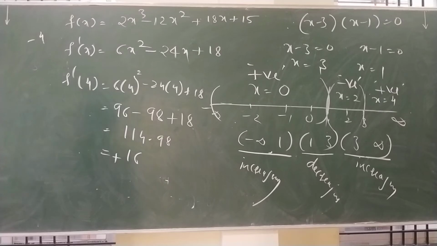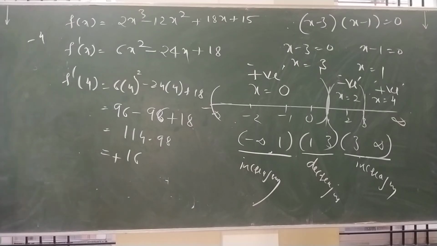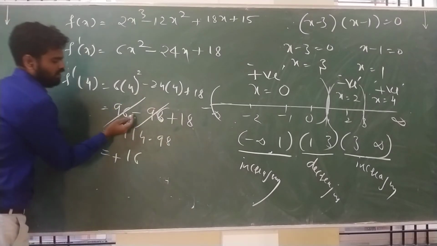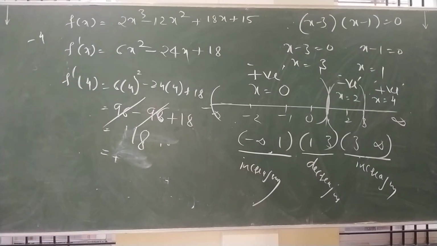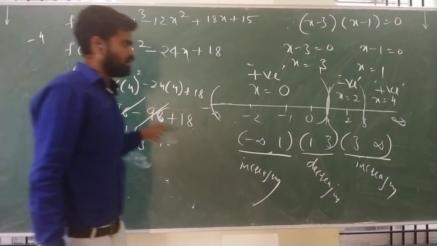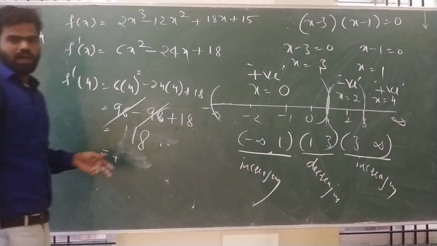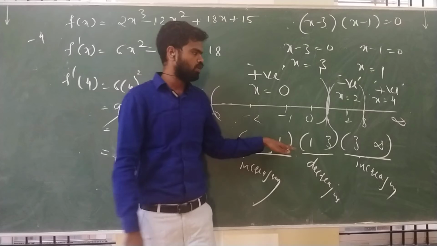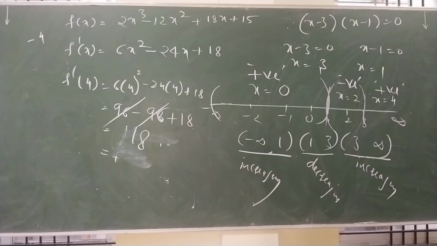Yes, this is also the 24 into 4 is the 96. 96 plus 18 minus 96 get cancelled and the remaining value is 18. The value is not important, it is only for the sign, positive or negative. So it should be positive, 18 or 16, whatever it may be. It is the 18 is the positive, therefore the third interval is also positive. It is also strictly increasing function. There are two intervals that are strictly increasing, minus infinity comma 1 and 3 to infinity, and another interval 1 comma 3 is the strictly decreasing interval. Clear? Yes.